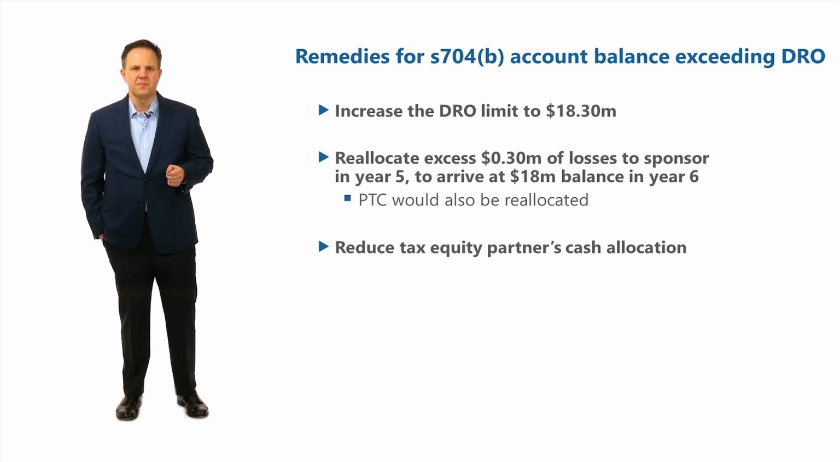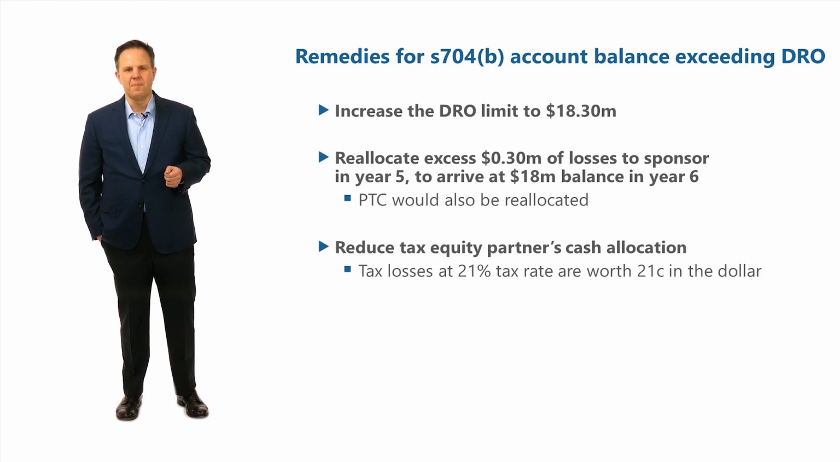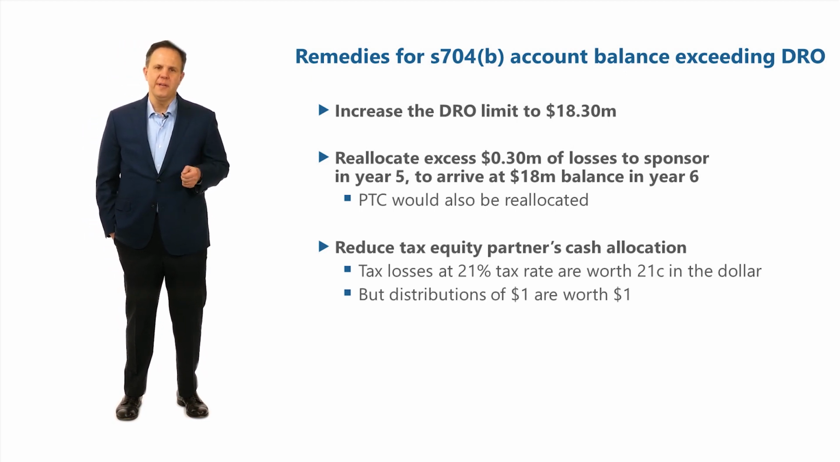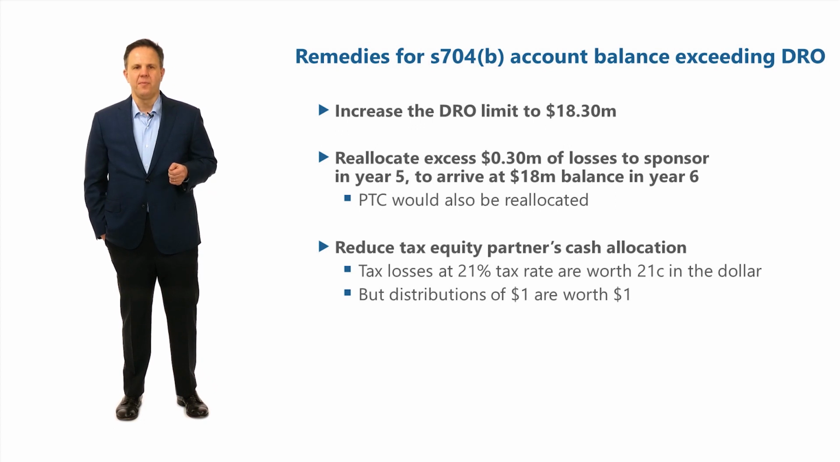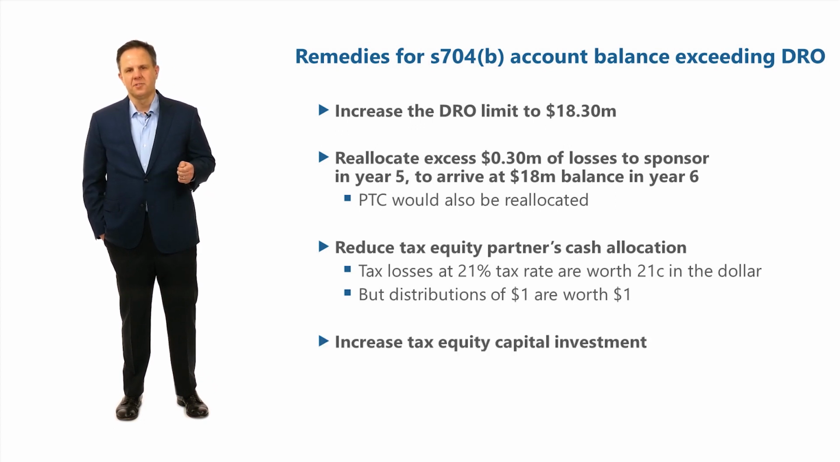This reduces cash to the tax equity investor but increases the tax losses available for it. However, as the economic benefit of a tax loss is 21 cents on the dollar, tax equity investors are generally not prepared to trade tax losses at 21 cents on the dollar for distributions worth 100 cents on the dollar. Or fourth, increase the amount of capital invested by the tax equity investor from the start, which would then reduce its internal rate of return.